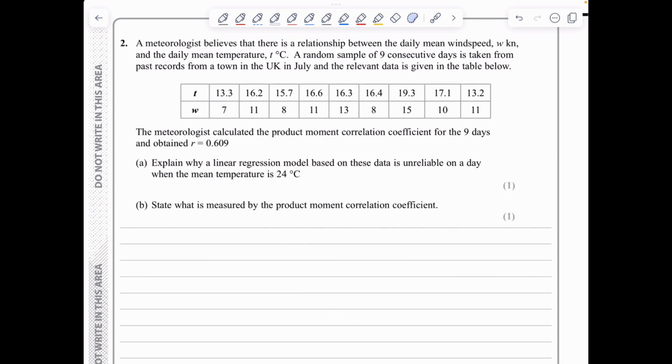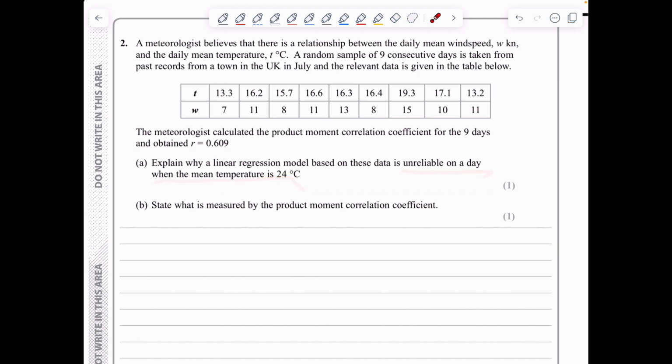In question 2, we've got a meteorologist who is investigating the relationship between the daily mean wind speed W knots and the daily mean temperature T degrees Celsius. They believe there's a relationship between these two, so they obtain a random sample of 9 consecutive days from a town in the UK in July, showing the relevant data in this table here. They have calculated the PMCC, the product moment correlation coefficient, obtaining a value of 0.609. And we're being asked to explain why a linear regression model based on this data is unreliable on a day when the mean temperature is 24 degrees Celsius.